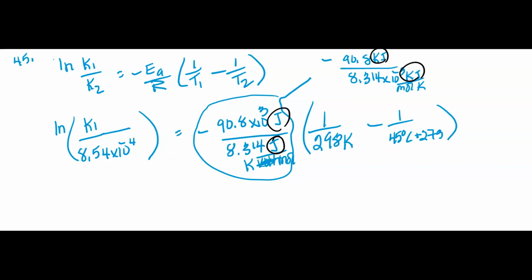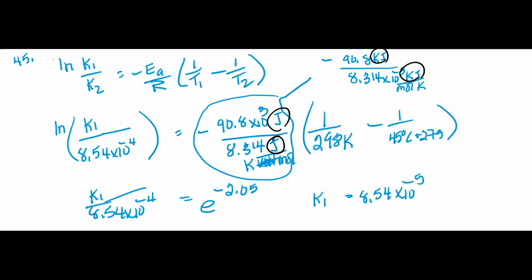So we do our math, and we get K1 over 8.54 times 10 to the minus 4 equals e to the minus 2.05, which means that K1 equals 8.54 times 10 to the minus 5, reciprocal molarity, reciprocal seconds.